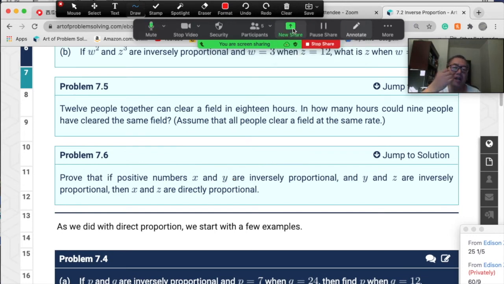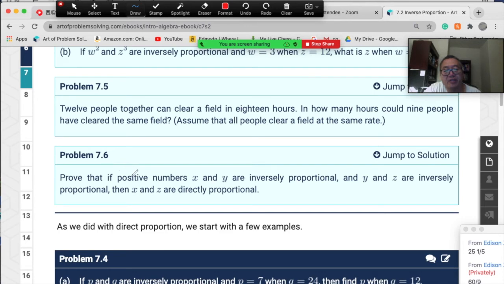Okay, so that means the number of workers and the number of hours, these two variables are inversely proportional. Even though they did not tell you that relationship in this problem, you need to know that it's inversely proportional. Okay. Now let's see the next problem, 7.6.